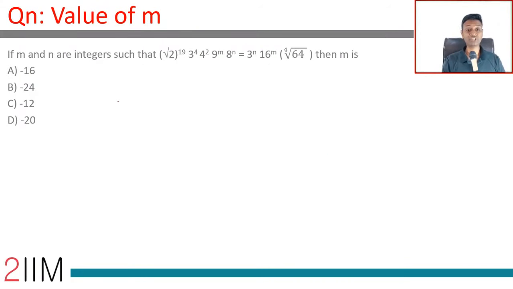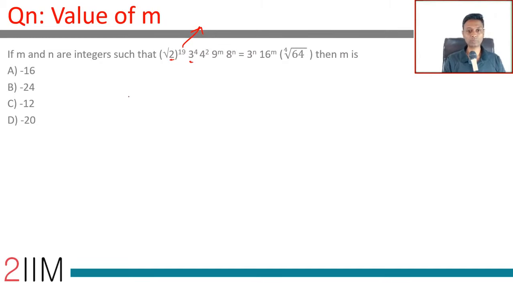M and N are integers. Again, very delicious question. But if you know exponents, you are walking through this. Straight away, I'm going to look at this question and say, okay, I'm going to compare powers of 2, powers of 3. That's it, 2 and 3. And then put them together.